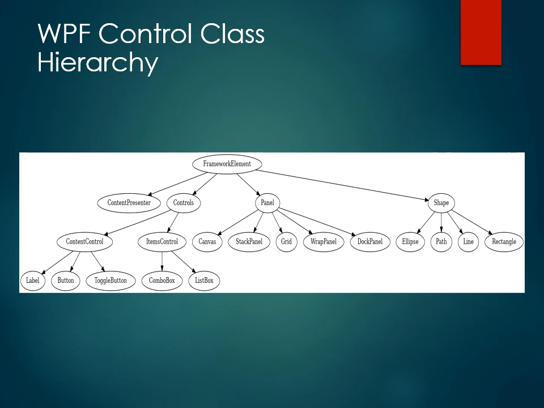Let's look into the shape. The base class is framework element. The shape branch includes graphical elements used for drawing. Let us see an example of ellipse and rectangle. So ellipse draws a circle or oval based on the width and height. Path draws complex shapes using geometry. Line draws a straight line. Rectangle draws a rectangle or square, depending upon the width and height.